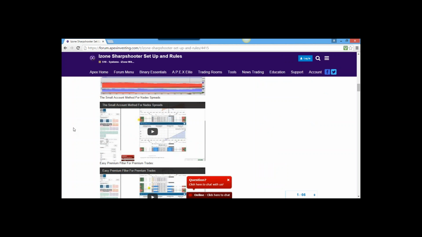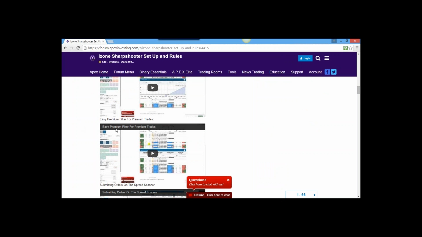Check out this next one. The small account method for Nadex spreads. Hey, I want to trade Nadex spreads. I got a smaller account. Boom, here you go. The easy premium filter for Nadex spreads. We walk you through all that.